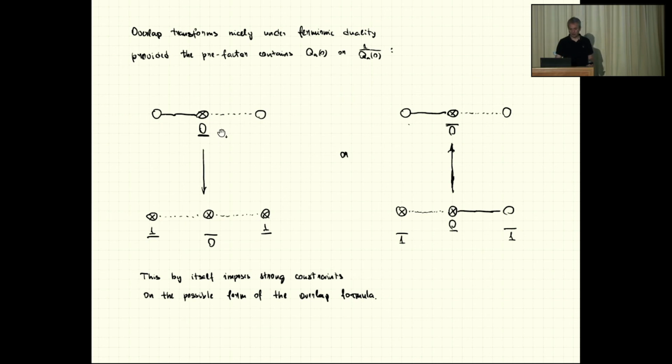So if it's in the numerator, then after the duality transformation, it will appear in the denominator, and then there will be Q functions on the neighboring nodes that arise from the Jacobian. And the same holds for the inverse transformation, where the Q function at 0 appears in the denominator. So these are the basic rules that we are allowed to follow.